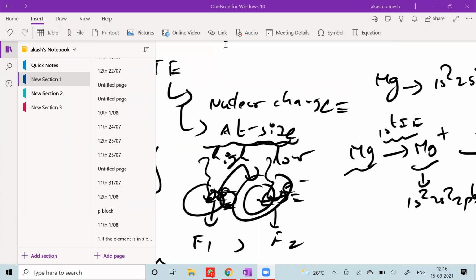Sir, can you explain why across the period ionization enthalpy increases? Very simple. Across the period, what happens to size? Sir, in regards with nuclear charge. Same thing. When I go along this period, what happens to nuclear charge? Increases or decreases? Increases. So if nuclear force of attraction increases, it will become more and more tougher for us to remove the electron. Correct? So I have to spend more and more energy. That's why along the period, ionization energy increases.